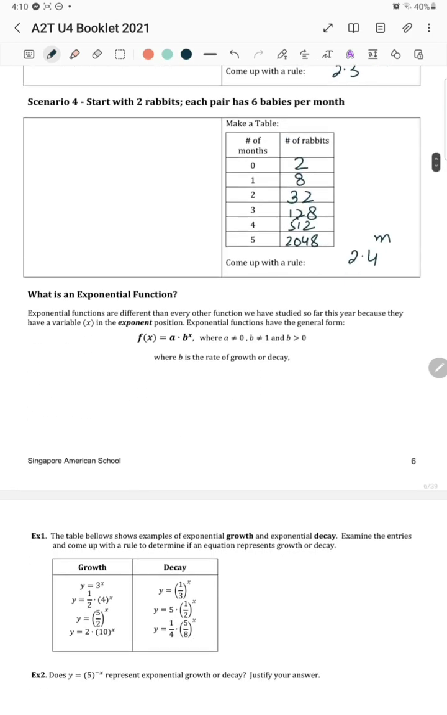So what is an exponential function? Exponential functions are different from every other function we have studied so far because they have a variable x in the exponent position: a times b to the power x, where a can never be equal to 0, b can never be equal to 1, and b should be greater than 0. b is the rate of growth.